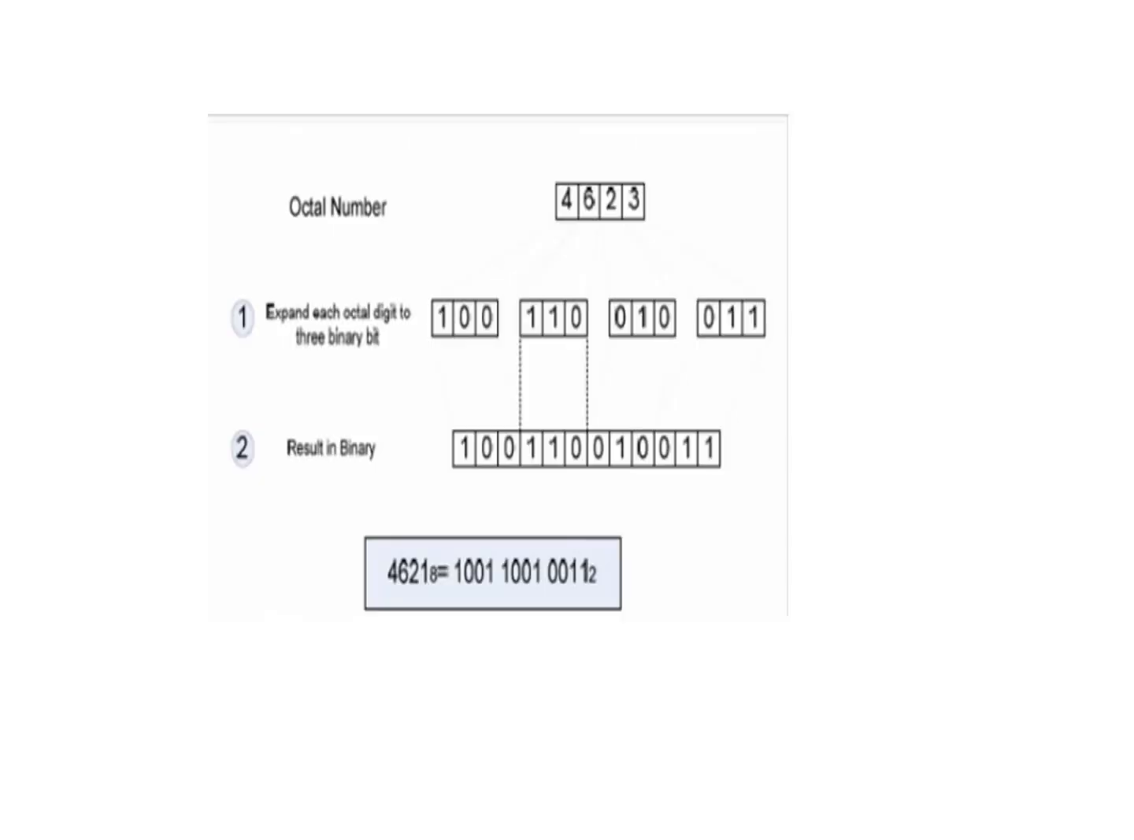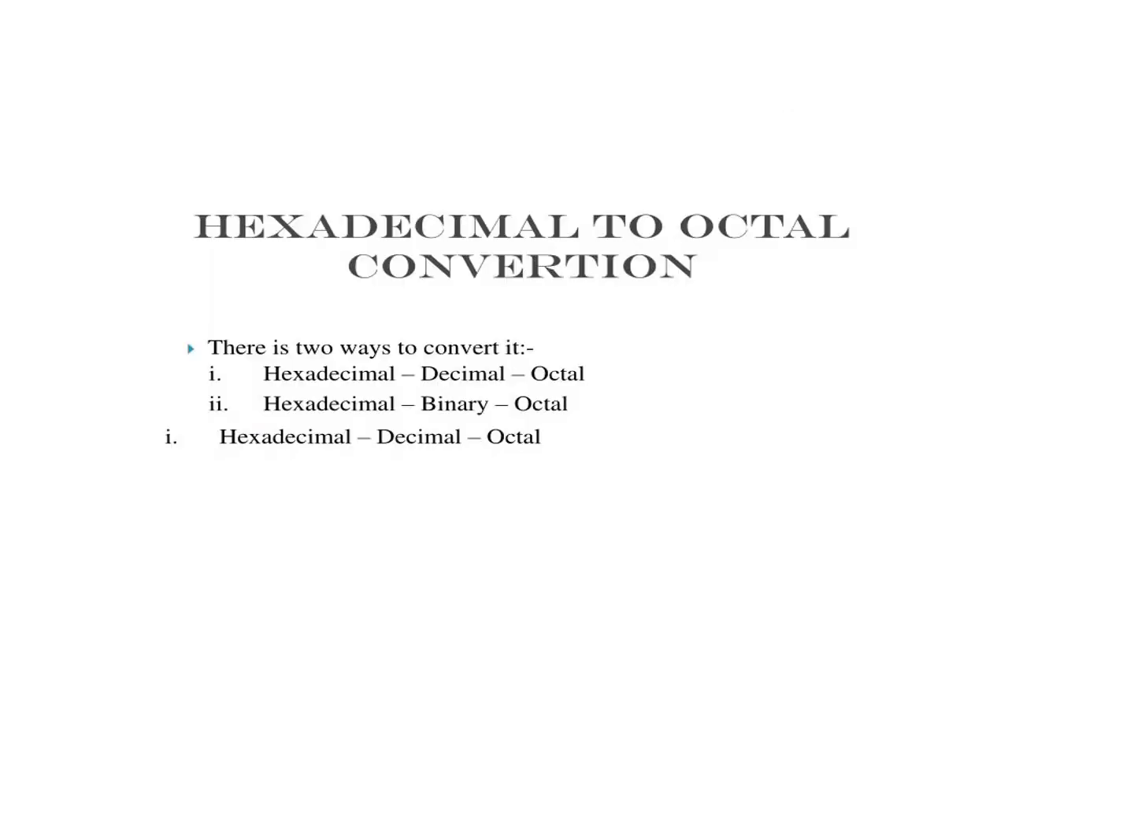For example, we have the octal number 462423, which is to be converted into binary. Expand each octal digit to a 3-bit binary number: 4 equals 100, 6 equals 110, 2 is 010, 3 is 011. Then combine all these groups. We will have the result in binary 1001100010011. So this is the equivalent binary number.